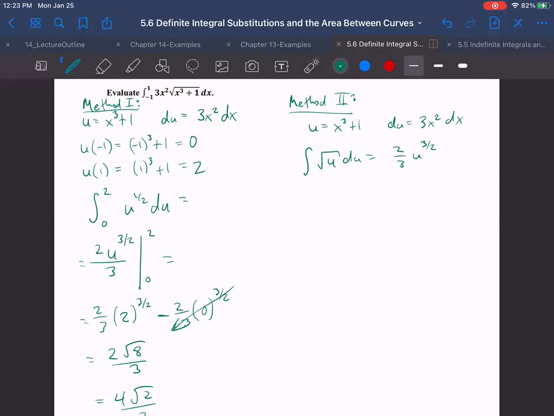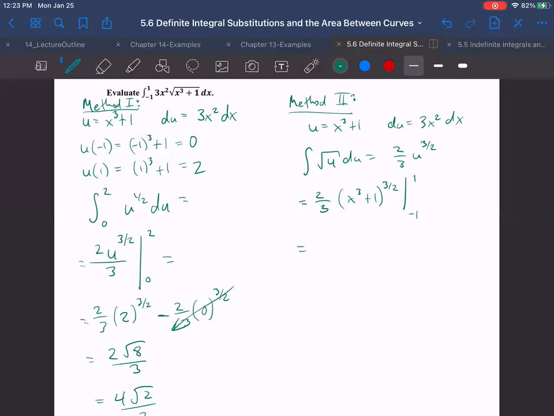And then what we're going to do is substitute back in the x's. So this is 2/3 (x cubed plus 1) to the 3/2, just like that. And then we're going to evaluate that from -1 to 1. So we don't have to change our limits. We still don't need the plus c because we know we're going to evaluate it. But now we go back to x and we can evaluate it over the interval for x's.